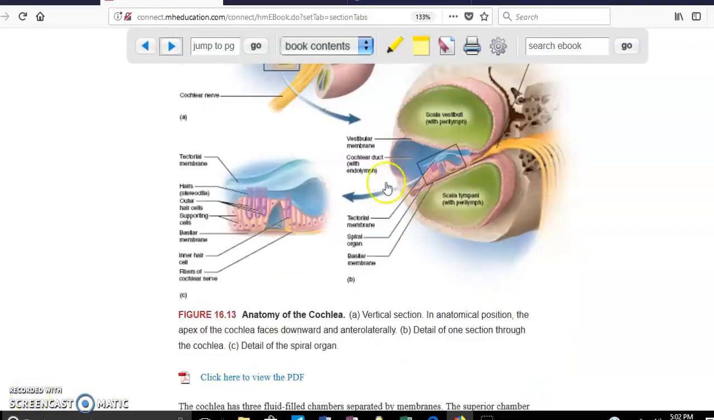In the scala media, you can see with this arrow, we have the organ of Corti, where you find the tectorial membrane and the hair cells. The hair cells are going to be responsible for sending the information to your brain to hear.